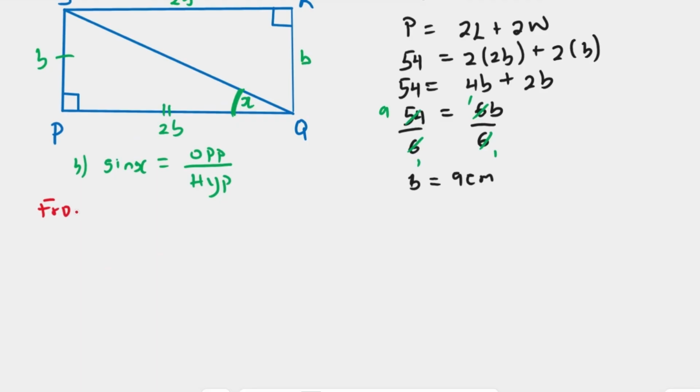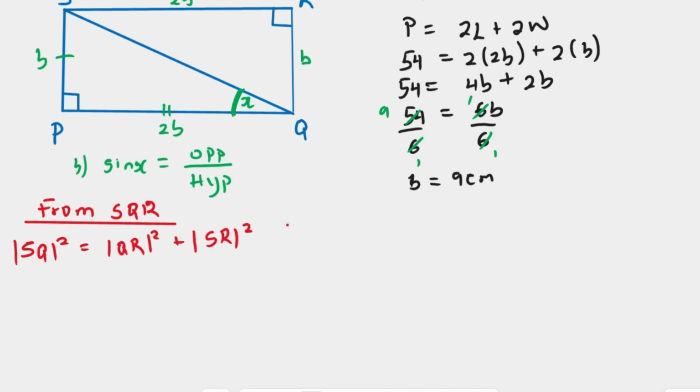So we can set up from triangle SQR, that is a right triangle. You can use the Pythagoras theorem here, that is SQ squared, that is the hypotenuse, is equal to the sum of the squares of the two other sides. So we have QR squared plus SR squared.